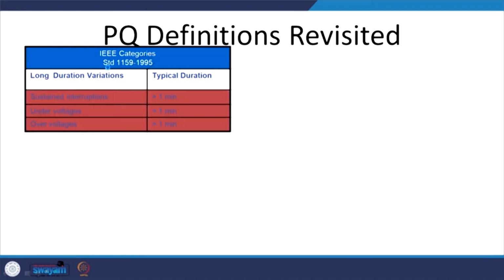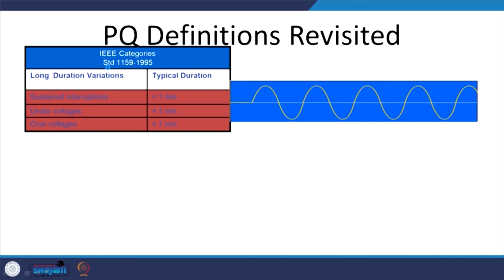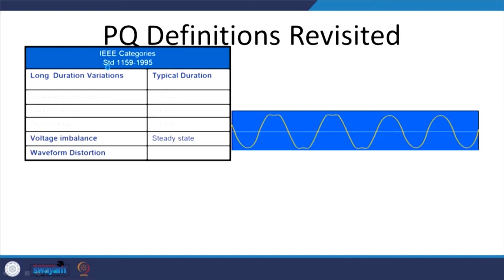Now, long duration variations, that is sustained interruptions for more than 1 minute, under voltage, over voltage. So, this will be a sustained interruption, that is for more than 1 minute, and we can have under voltage for more than 1 minute and over voltage also for more than a minute.